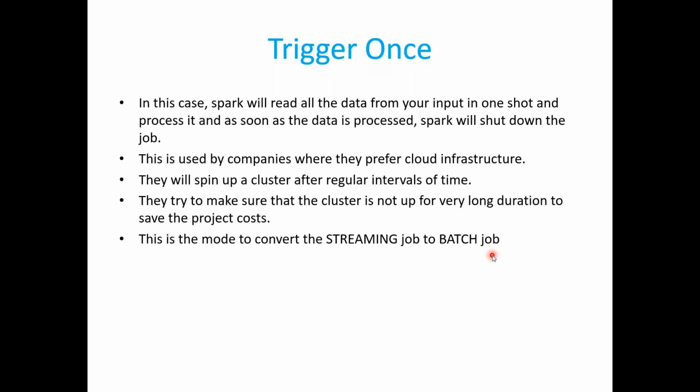Or they may ask you, which mode do you set to save your project costs? The answer is again trigger once. In this case, Spark will read all the data from your input in one shot and process it. As soon as the data is processed, Spark will shut down the job. So this is mostly used by companies that prefer cloud infrastructure such as AWS, Azure, etc. They will spin up the cluster at regular intervals, and they try to make sure that the cluster is not up for a very long duration to save project costs, right? So this mode is used to convert your streaming job to a batch job.